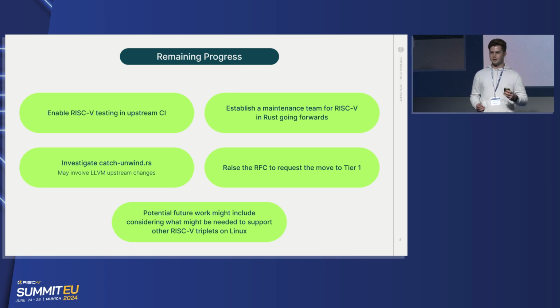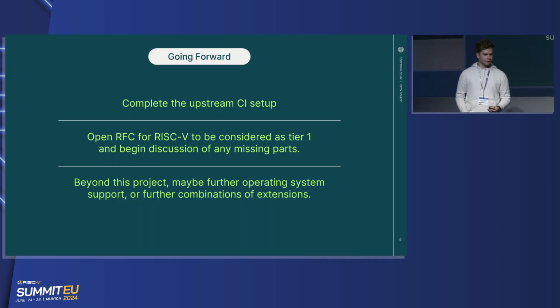So currently we're only targeting the one RISC-V 64-bit Linux triple, and there are many others that we could focus on and get far greater support for the dynamic RISC-V platforms that exist. So overall, going forward, we need to finish the CI setup. We need to get the test running in CI. We need to get maintainers and an RFC. And then beyond that, we can start looking at supporting more architectures for RISC-V, more extensions, more operating systems.